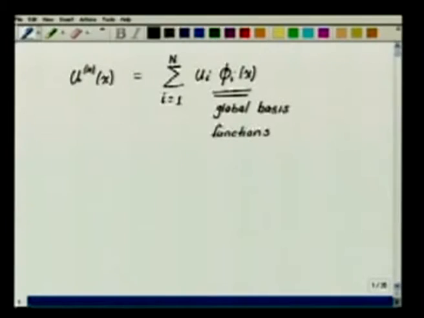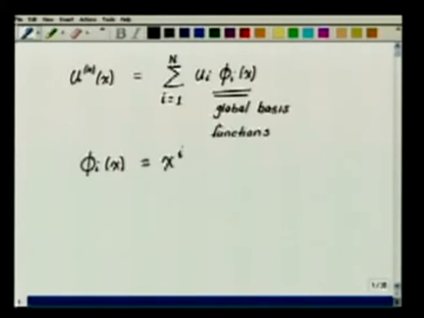There's no restriction on choosing the phi I to be of a particular type or of a different type. It depends on what is the particular application for which we are using this representation. That is going to decide what kind of phi I's we are going to use. So in the Rayleigh-Ridge method, one choice of phi I's that we had taken was the polynomial type. That is, the phi I was a polynomial defined over the whole domain.